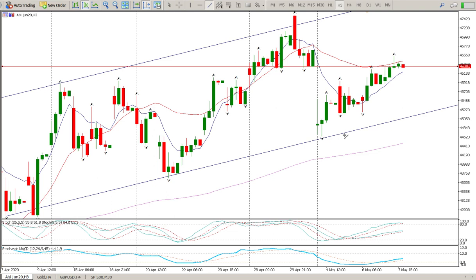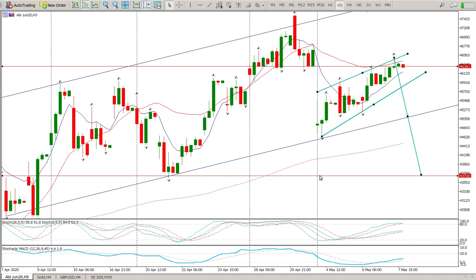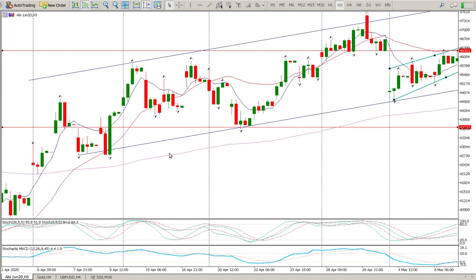There is something else that's transpiring here. And within the channel, we have a bit of a wedge. Okay, and that measured move would be something like this, which would bring us pretty much back to the support down here.